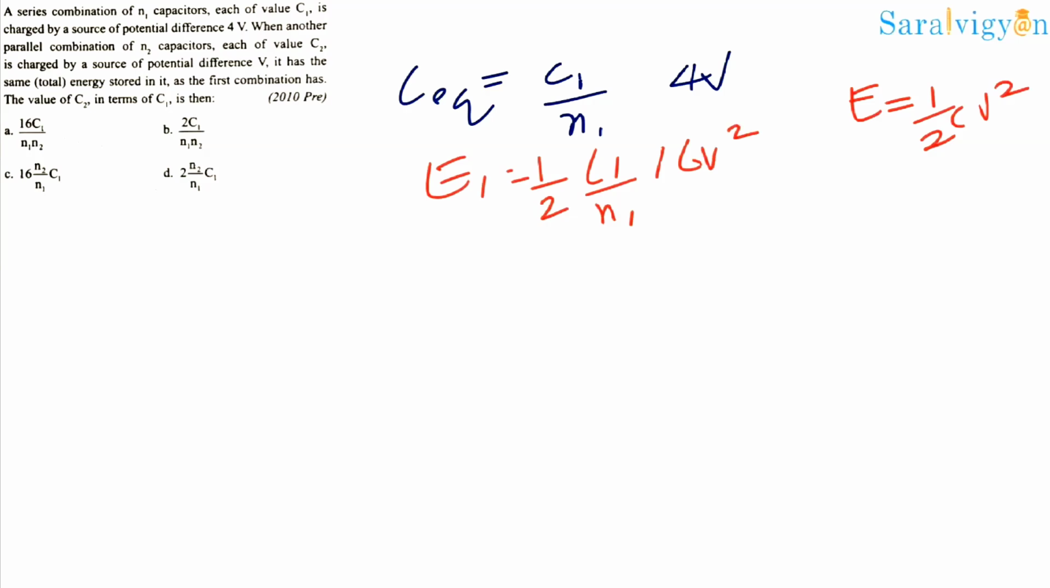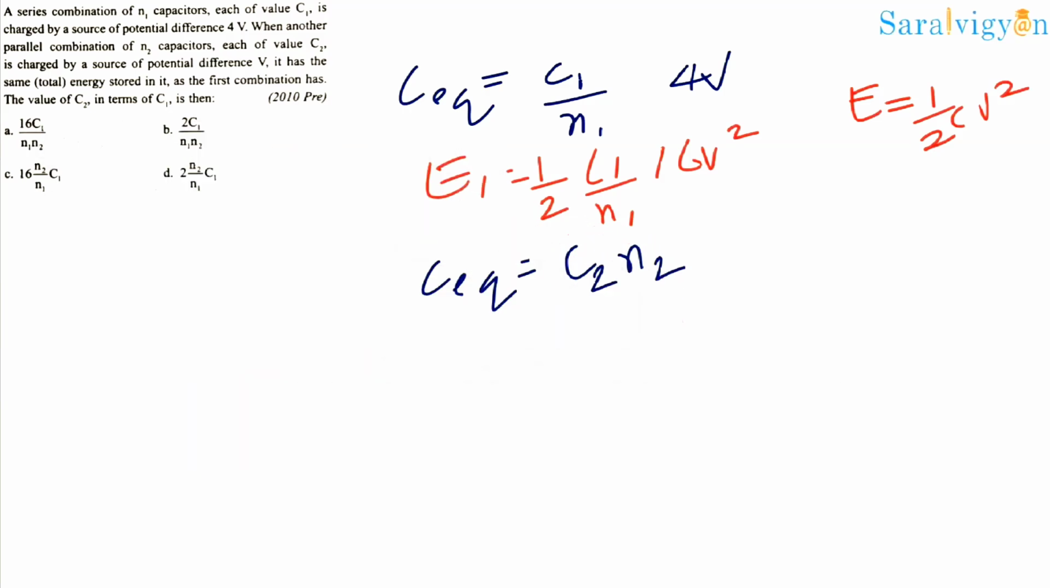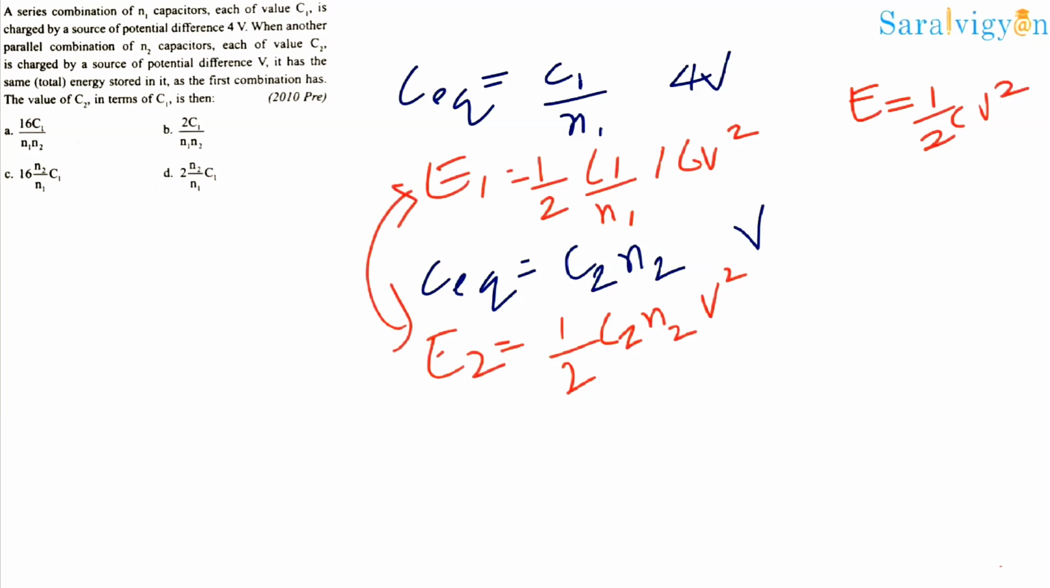Now we can take the parallel combination. In a parallel combination, we know C equivalent is C into N, so the number of capacitors into the capacitance if it is identical. So here we have C2 N2, and the potential given is V. And using the same energy formula, we can write E2 is equal to half C2 N2 into V whole square, which is V square. Now we have reached the area where we have to equate E1 and E2.